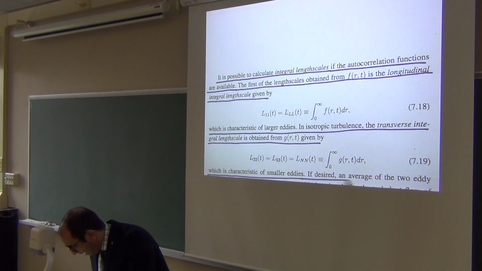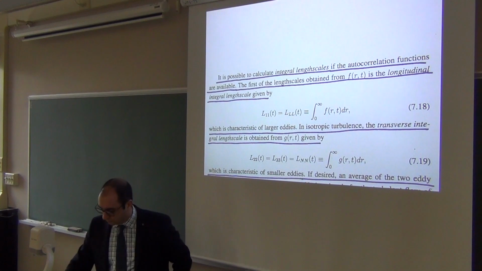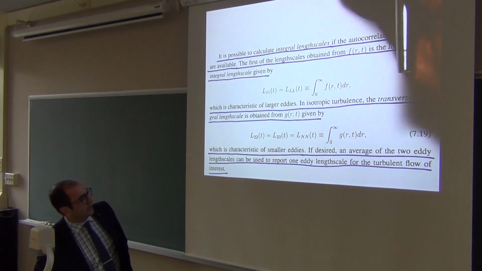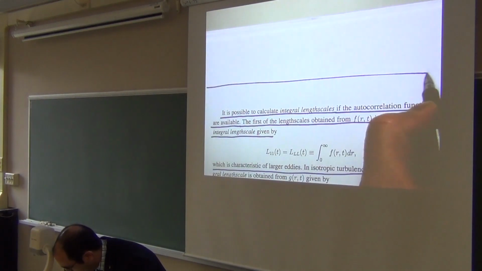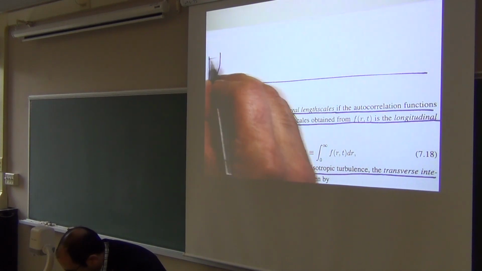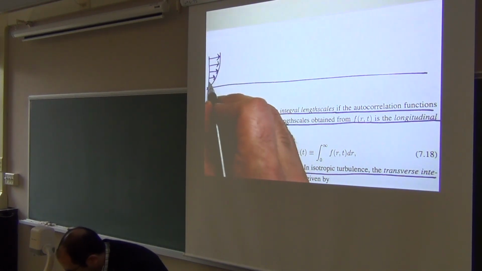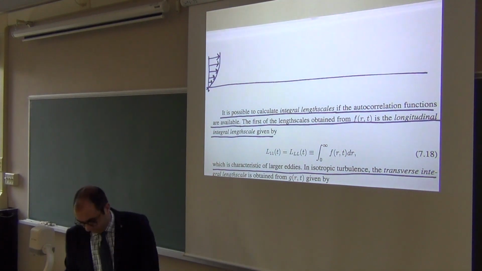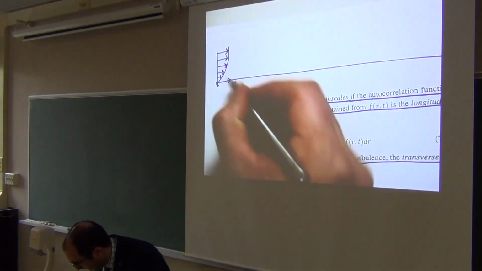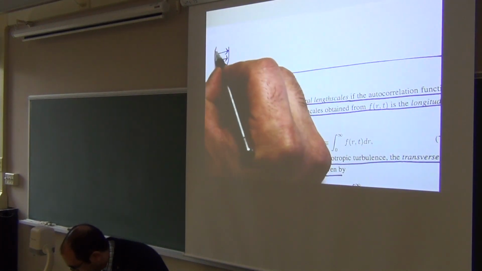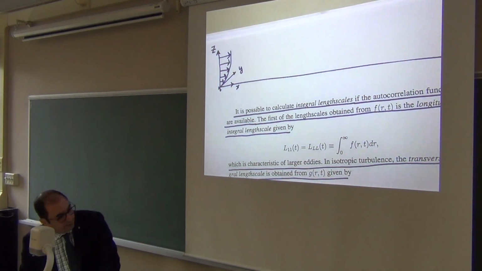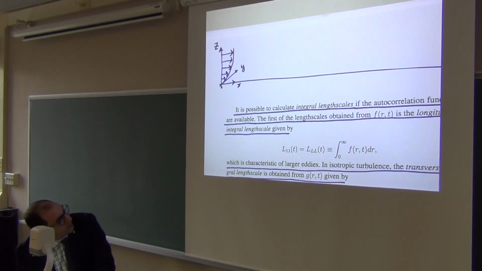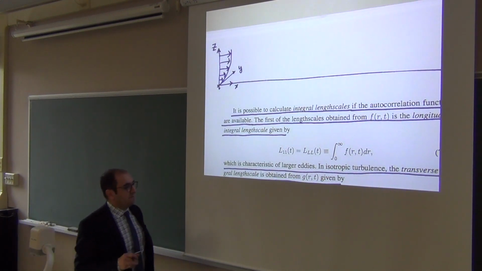If you want, you can actually average the two length scales to come up with one length scale for the turbulent fluctuations. And I can show you an example. Let's say you have flow near a wall. So here's a wall. There's flow near a wall. Say X. You have X. You have Y. You have Z. Let's say Z is normal to the wall. And then you put two anemometers and measure these functions f and g.